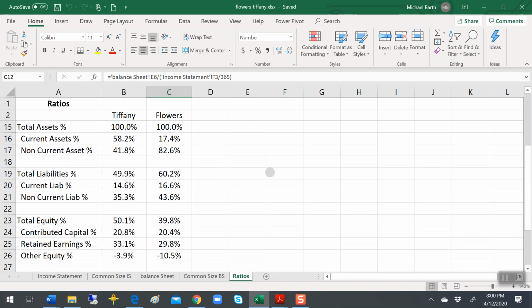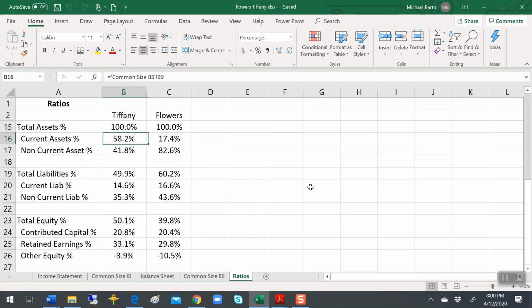If we look at how the assets are funded, with Tiffany, 50% are funded with debt, 50% equity. With Flowers, it's more 60% debt, or other people's money, 40% equity. If we look at the mixture of the liabilities, we can see that they're about the same with the current liabilities as a percentage of assets, but Flowers has a lot more non-current liabilities.